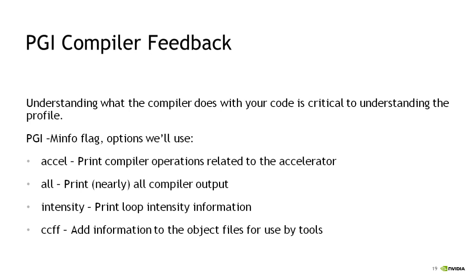Another really useful one that's not included in all, which is why I say it's nearly all compiler output, is intensity. Intensity will tell you how much work your loops do. I'll explain that in about 2 slides. And then ccff is one that's sometimes useful when you have tools that understand it. It will put all this information into your executable so that the tools will see that information. So it's sometimes useful to have as well.